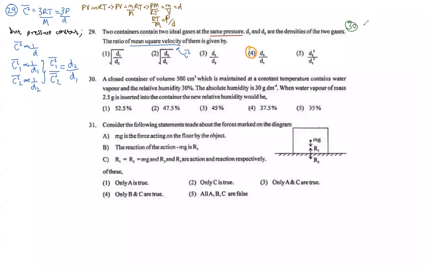What is the equation for relative humidity, people? Relative humidity is equal to absolute humidity divided by absolute humidity of saturated vapor, into 100. Correct? Right.